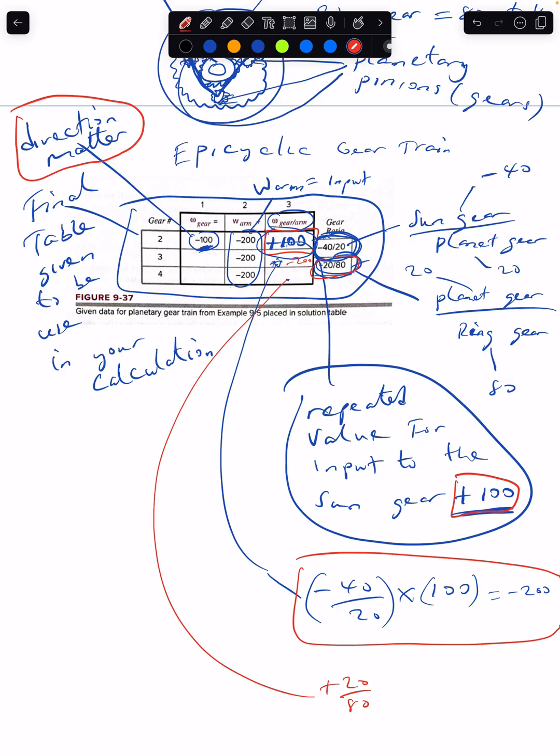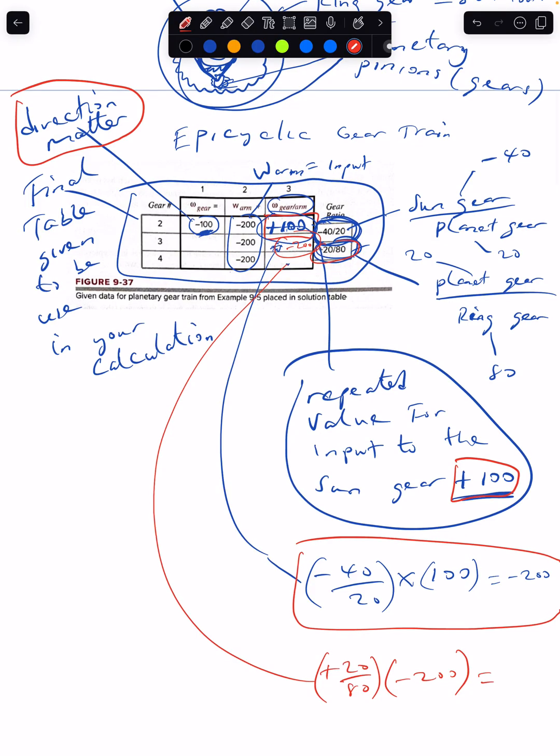So I have the gear ratio multiplied by the top value, which I just got for the angular velocity for gear and arm, which is actually this, multiplied by minus 200. And therefore, the answer is minus 50. So that is minus 50. And subsequently, that's how we establish the table for the angular velocity for gear arm, minus 50.